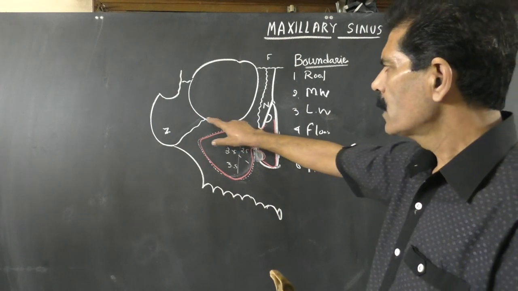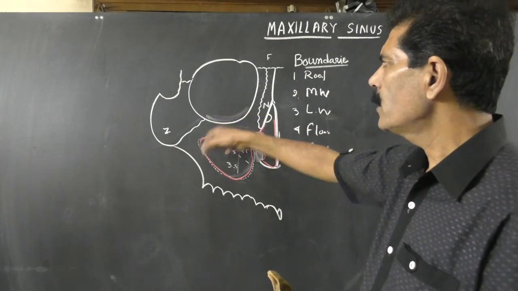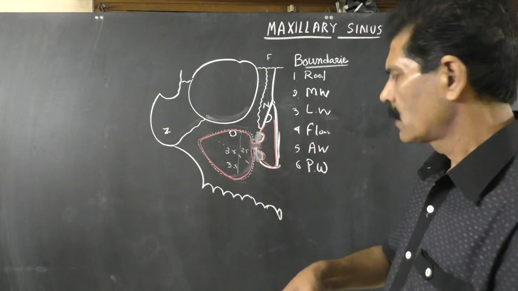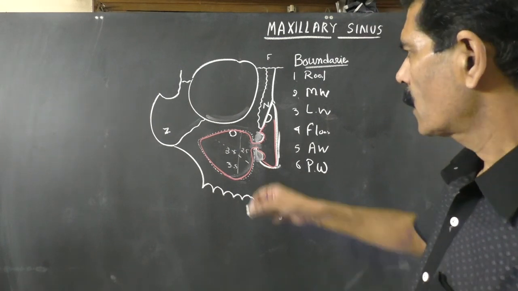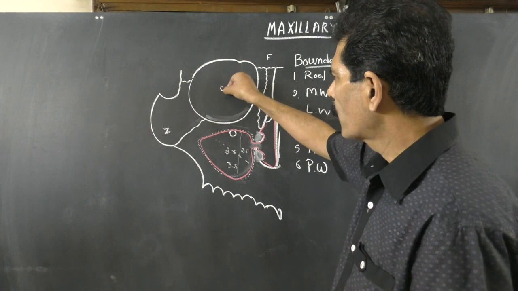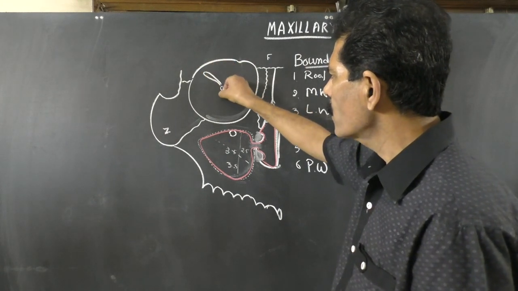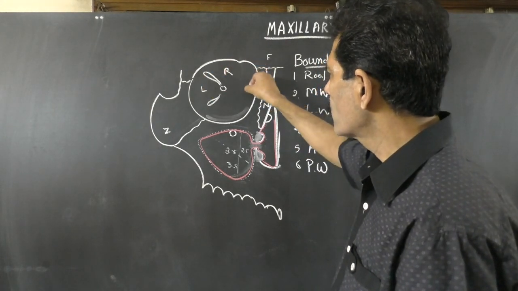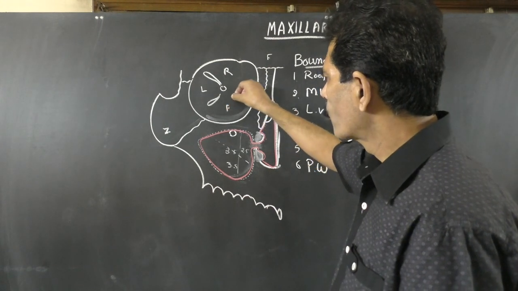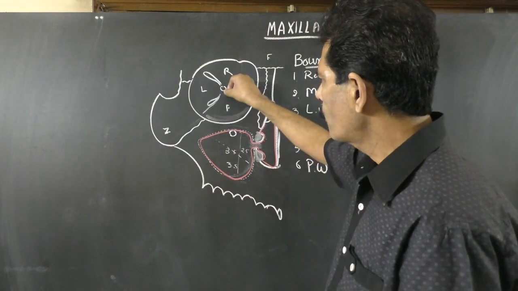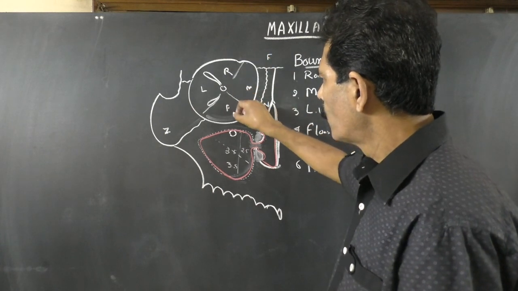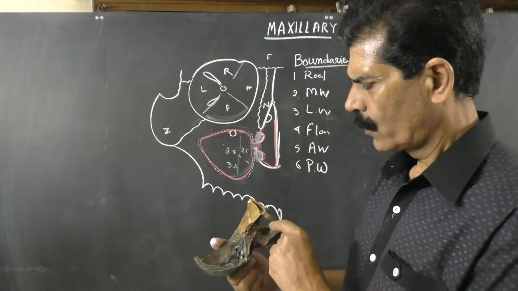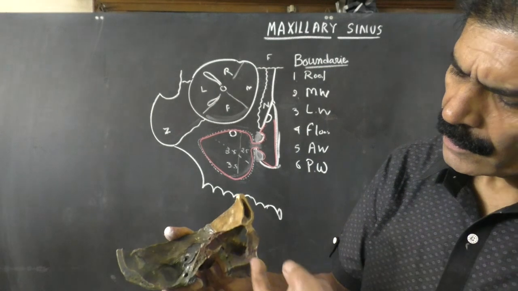The roof is formed by the floor of the bony orbit. As we know, the bony orbit lies just above the maxillary bone, and here lie the optic canal, superior orbital fissure, and inferior orbital fissure. So this is the lateral wall, this is the roof of the bony orbit, this is the medial wall, and this is the floor. The floor is formed by the maxilla bone, which is forming the roof of the maxillary sinus.